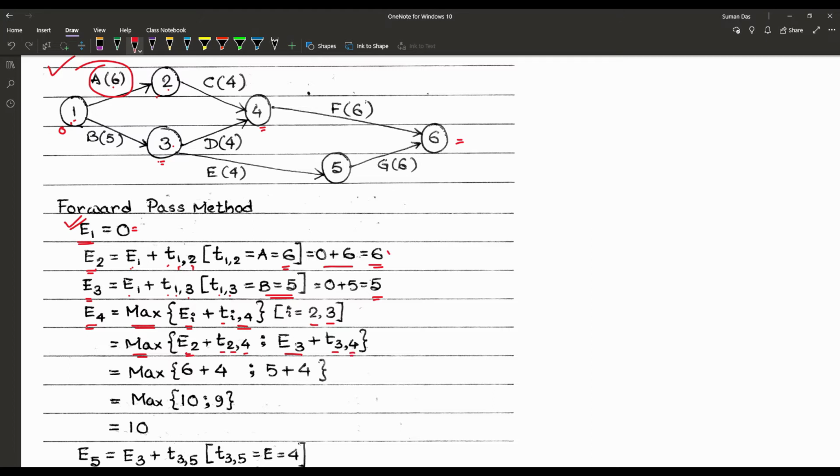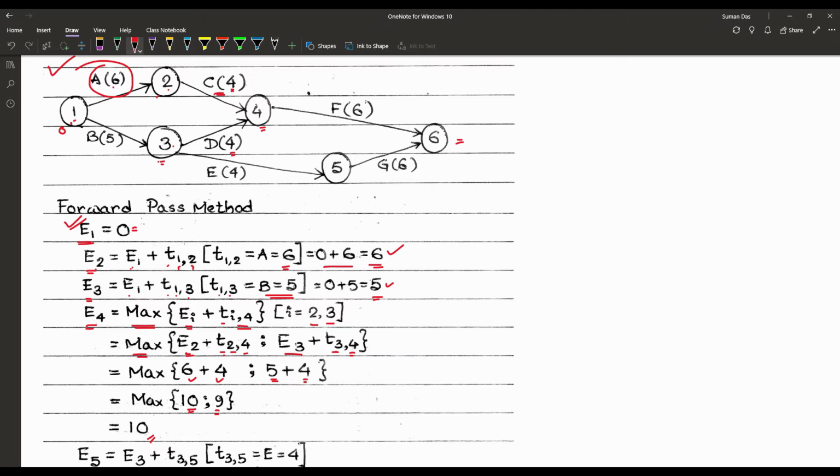Now E2 is equal to 6. So that has been written here. T24, that is the activity C. That means the value is 4. So we are writing it as 6 plus 4. E3 is equal to 5. We are writing it as 5, and now T3 comma 4, that means from node 3 to node 4, that is 4. So we are writing it here. So that is maximum of 10 and 9, and the maximum is 10.